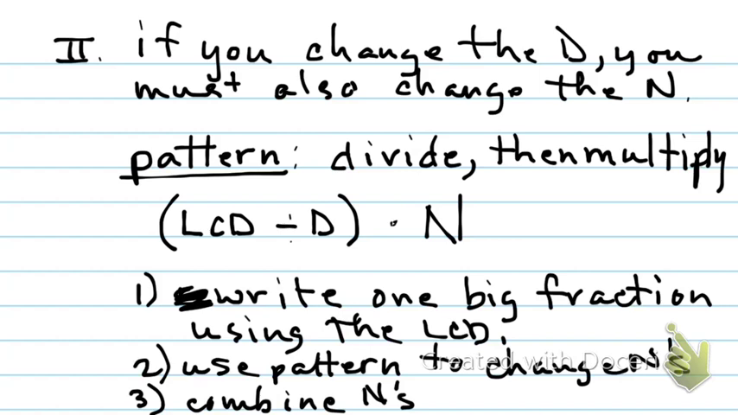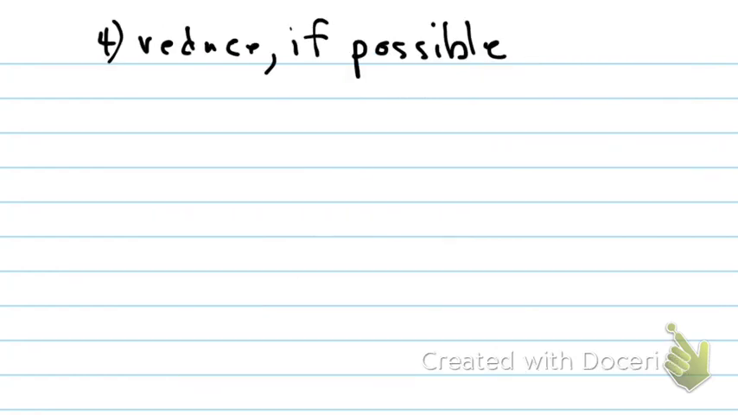So you're going to write one big fraction using the LCD. Then, if you change the denominator, which you did if you create the LCD, then you must also change the numerators by using the pattern. Right? So you use the pattern to change the numerators. Step 3 is you're going to what? Combine the numerators, and combine means either add or subtract, just depending on what symbol you have, right? And then finally, what's the last step? Reduce it if it will. Now, will they always reduce? No, but if it will, then you need to reduce it.